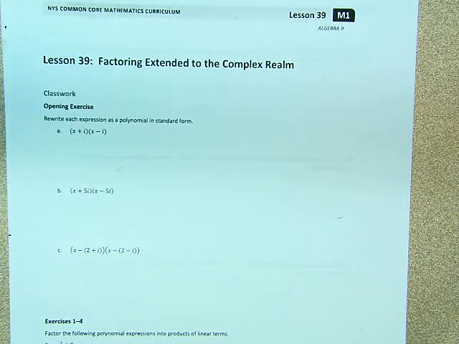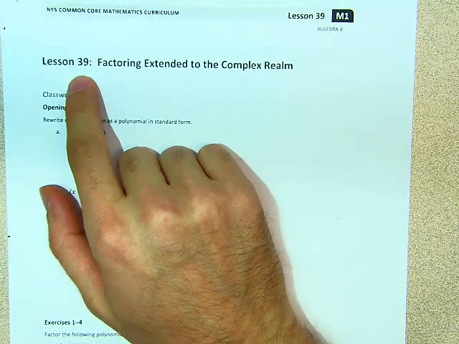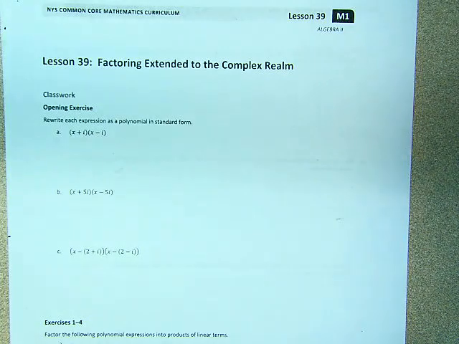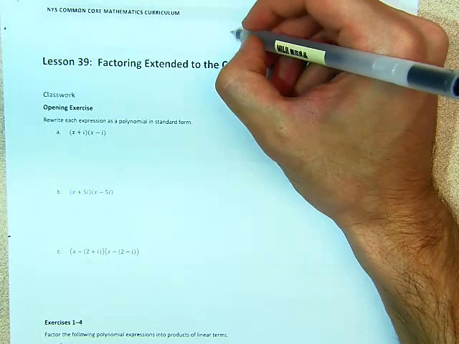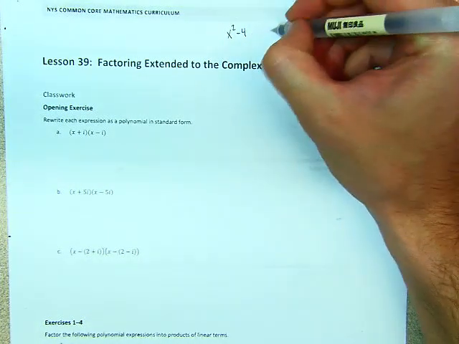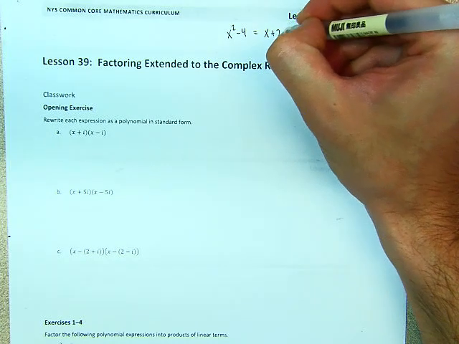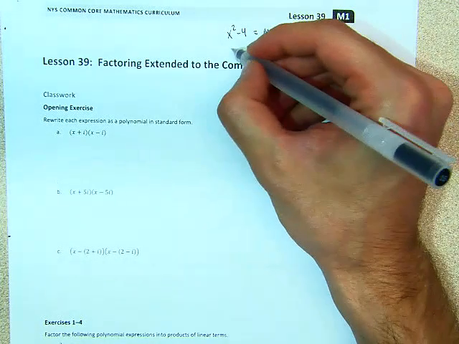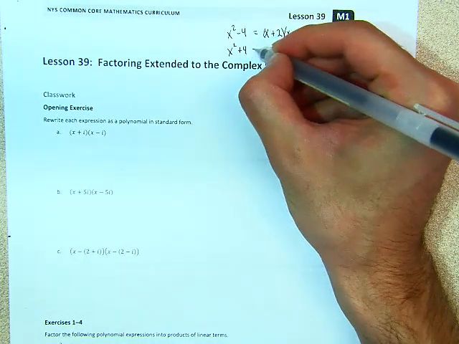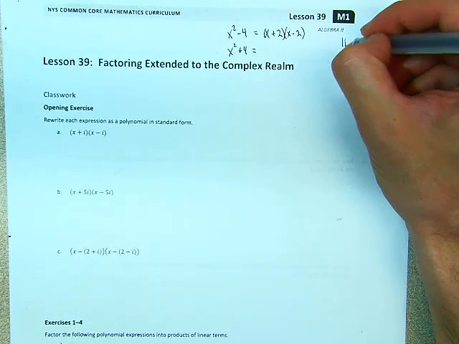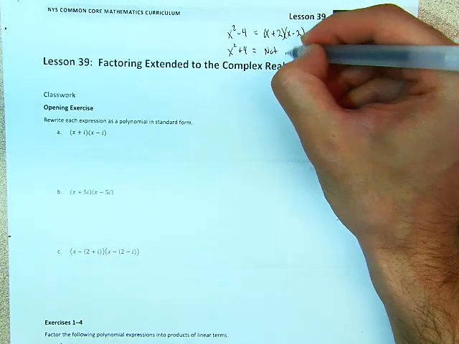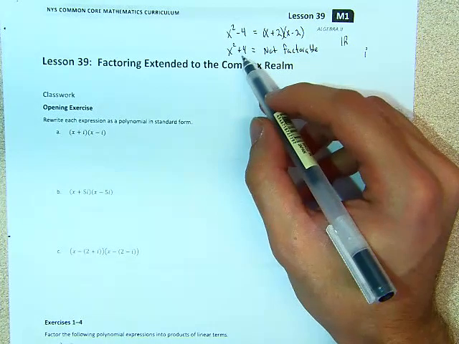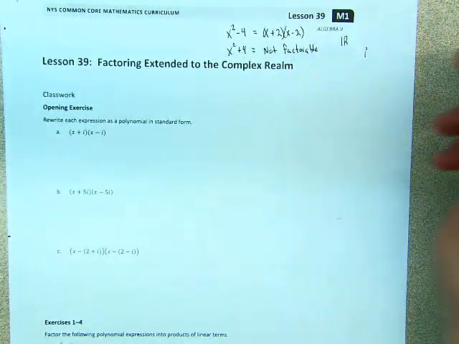Let's do this. So, we're going to jump into Lesson 39, Factoring Extended to the Complex Realm. So, the big question is, if I were to say, let's factor x squared minus 4, this is simply x plus 2, x minus 2, right? We did this a very long time ago. And if I said, let's factor x squared plus 4, in the real number line, this is not factorable, okay? But using i, it's possible to factor something like this, and I'll show you how, right?